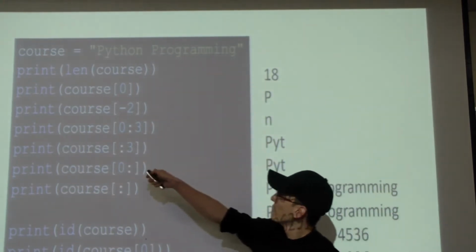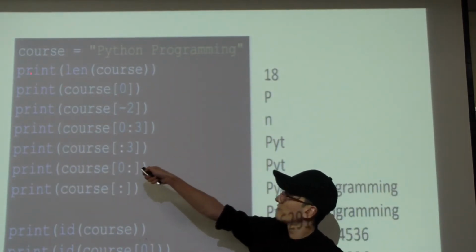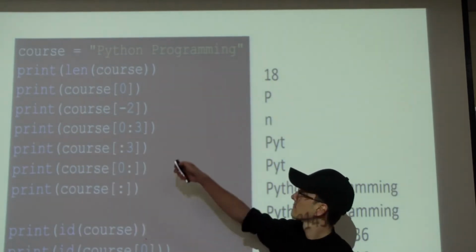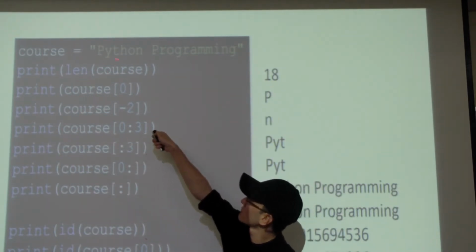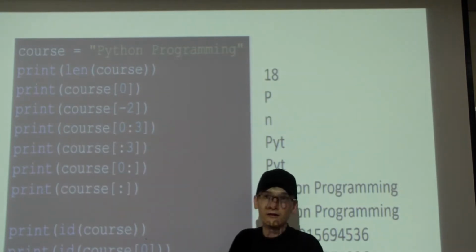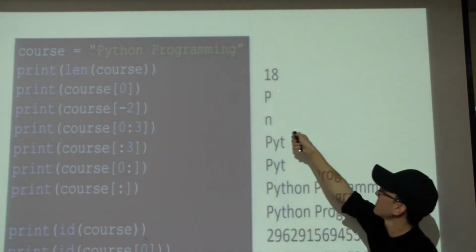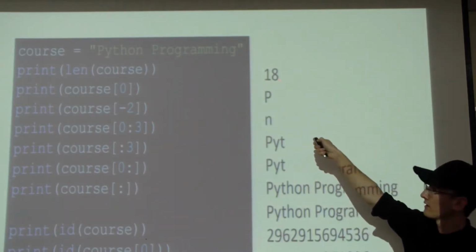So, when we use the print function in order to print to the screen, now we are printing len(course). We are giving the instruction: hey computer, show me the length of my string. So it's showing 18. The result will be 18.